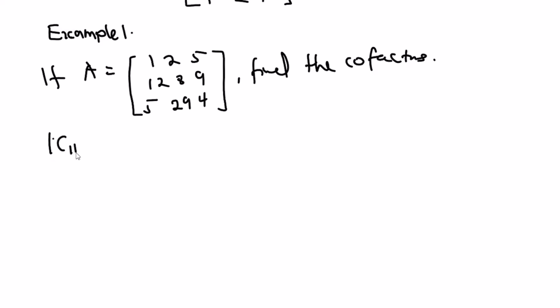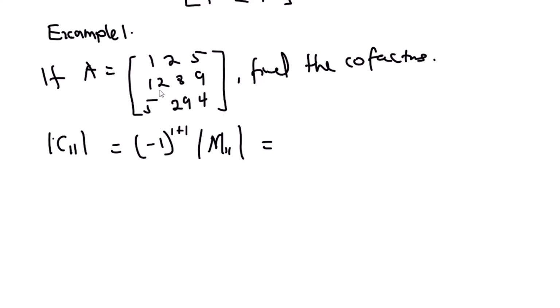The first entry is C11, this one. So row 1, column 1. Using the rule, we have -1 exponent i plus j. So in this case, we have 1 plus 1. We get 2. Then we multiply by the minor. The sign here gives us 2, so we have -1 exponent 2. So we are going to get a positive number.